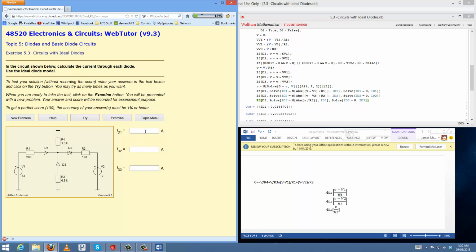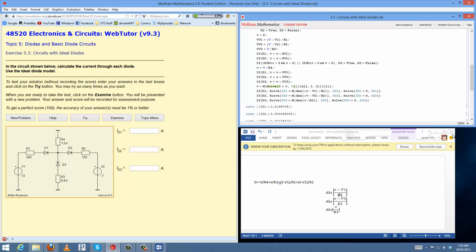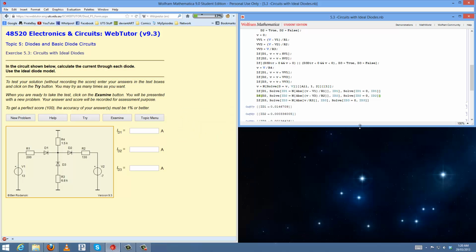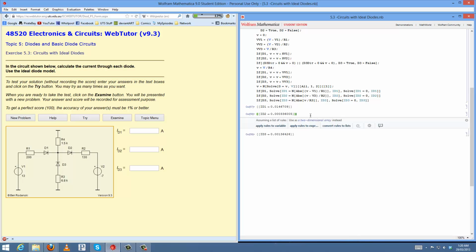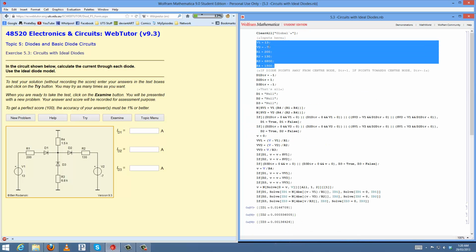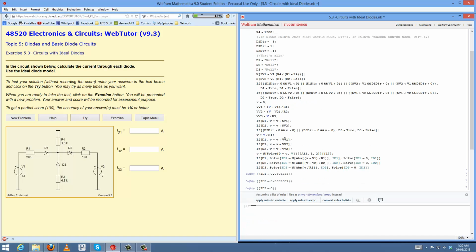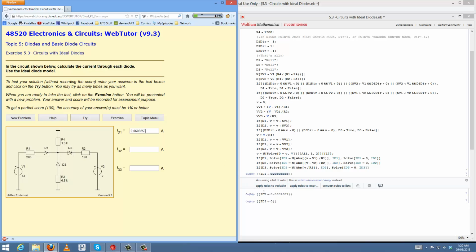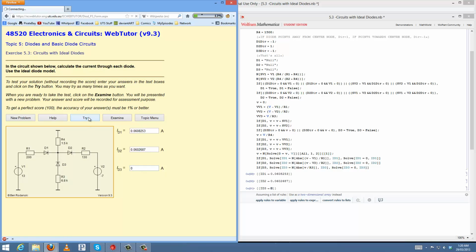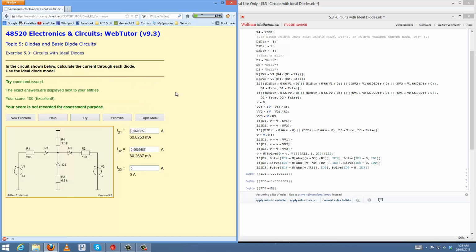Alrighty. So, ignoring all that annoying stuff that you have to do by hand if you get that question in the exam, you can look back at this here. Once you've plugged in all your values for voltages 1, 2, resistors 1 through 4, and directions for the diodes, Jesus, 11 minutes, bloody hell, shift, enter, and that'll generate your answers. ID1 equals this, ID2 equals this. We can see that ID3 is off. Hit try, 100%. Alrighty, so it really is as simple as that.